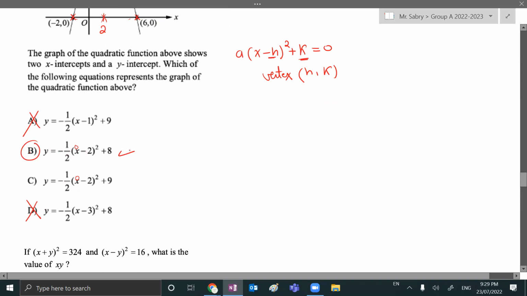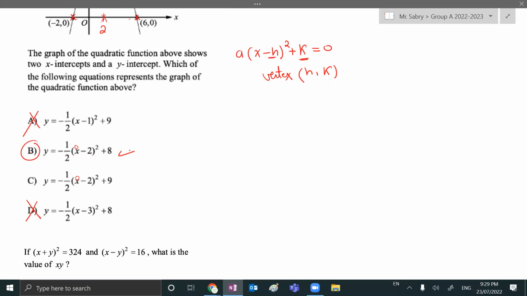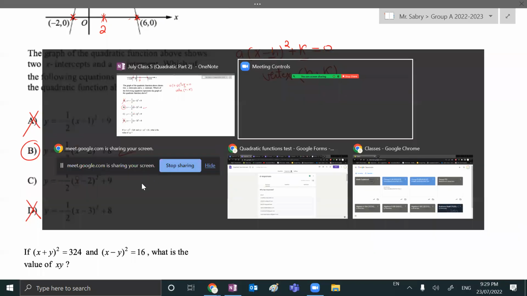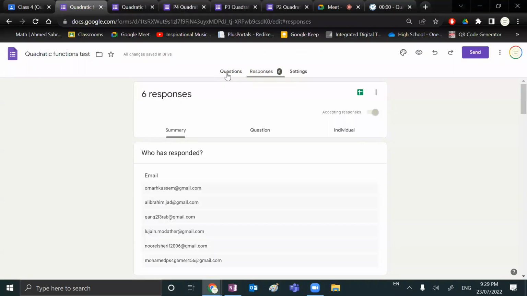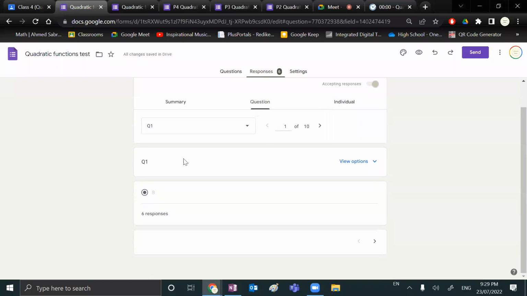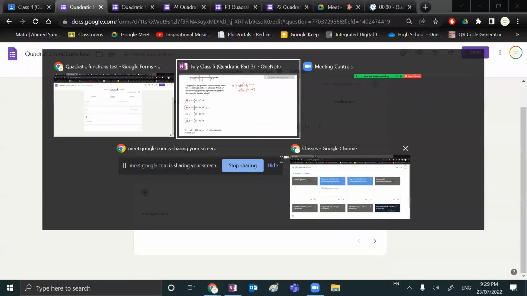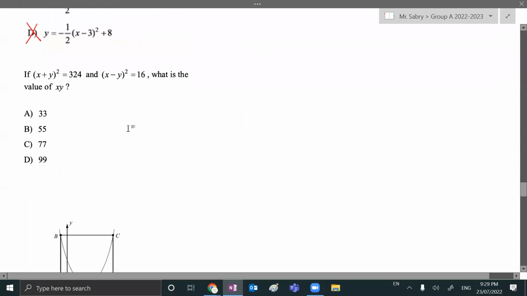Does that make sense? Yes or no? Everyone? Yes. So the majority got C, B, which is good, mashallah, alhamdulillah. Tackling this one now.